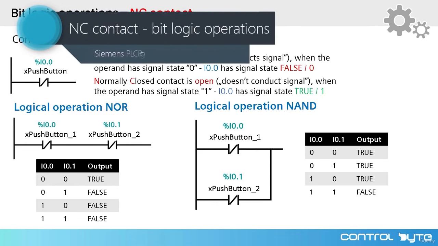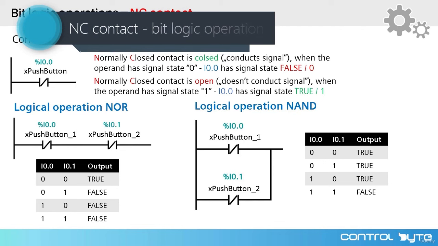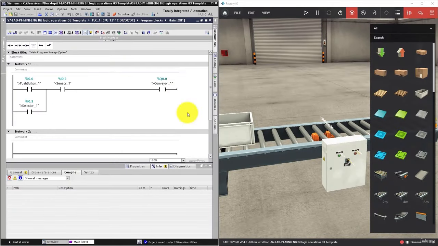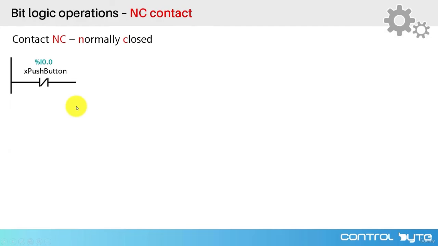In this lesson, we will continue working with bit logic operations. I will show you how to use normally closed contacts in your ladder diagram. I will continue working on the same project from the previous lesson. If you want to synchronize your project with mine, you can download the template, which is attached under this video. Okay, let's start with a little bit of theory.